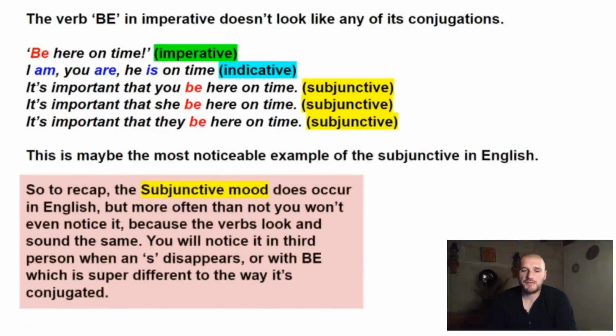So to recap, the subjunctive mood does happen in English, but more often than not, you won't even notice it. Like you don't even see it, okay? Because it's so similar. You will notice it in third person when an S disappears, okay? So when it says, it's important that she have a bath, right? You will notice it when an S disappears. Or with be, which is a big difference, right? Between it's important that he be here on time and he is. They're very different.